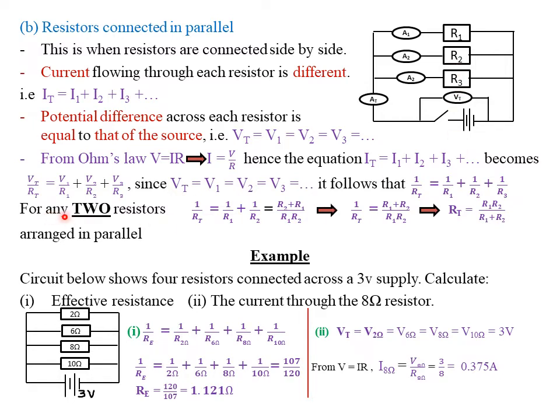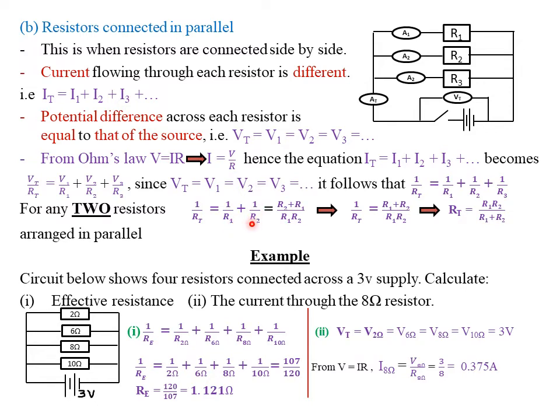Therefore, we can also show that for any two resistors, 1 over R total is equal to 1 over R1 plus 1 over R2. Remember, if you are dealing with maybe 5 resistors, the formula will become 1 over R total is equal to 1 over R1 plus 1 over R2 plus 1 over R3 plus 1 over R4 plus 1 over R5. So for any two resistors which are connected in parallel, 1 over R total will be 1 over R1 plus 1 over R2.